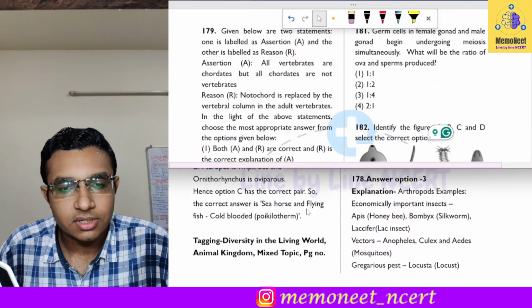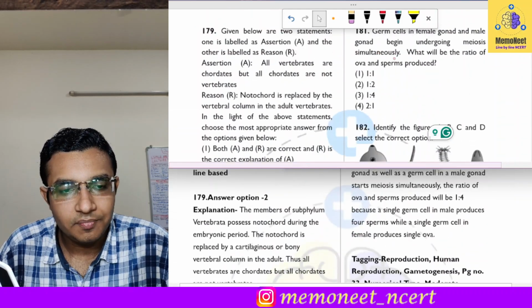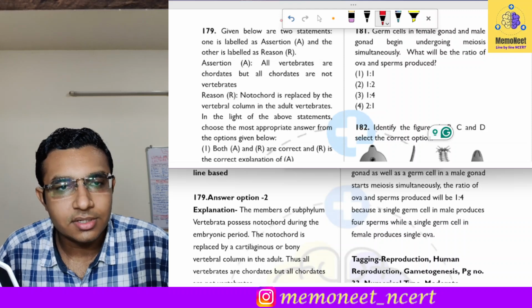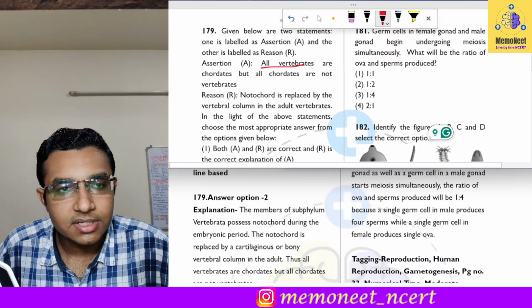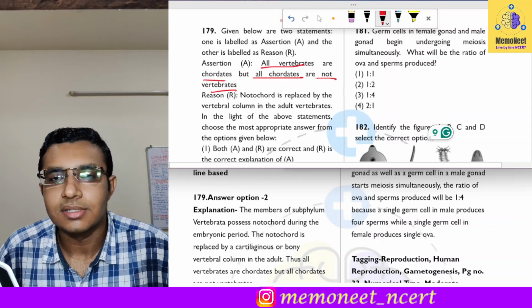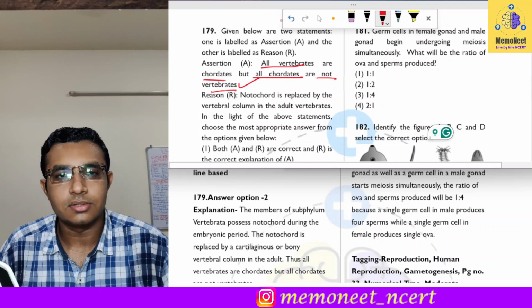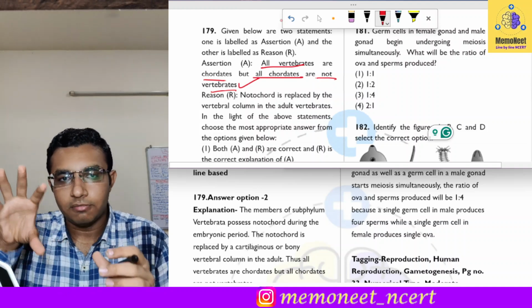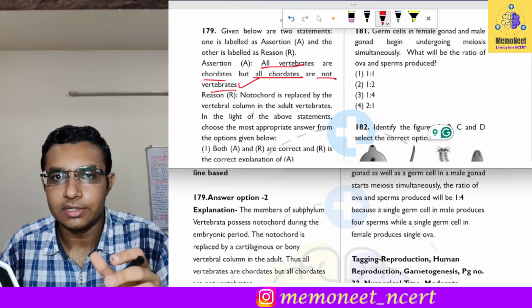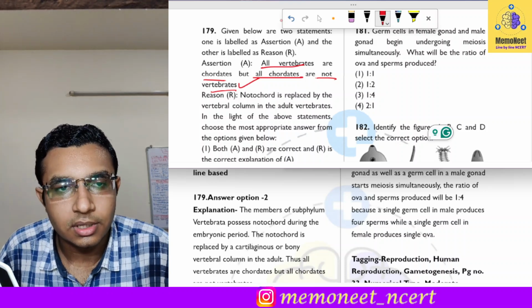The next question is question number 179. Okay, so it is an assertion reason type of question. So here the assertion states that all vertebrates are chordates but all chordates are not vertebrates. So is the assertion true? Yes, the assertion is true. Okay, because see, all the vertebrates are chordates. Okay, but all chordates are not vertebrates. Okay, so the assertion is correct.